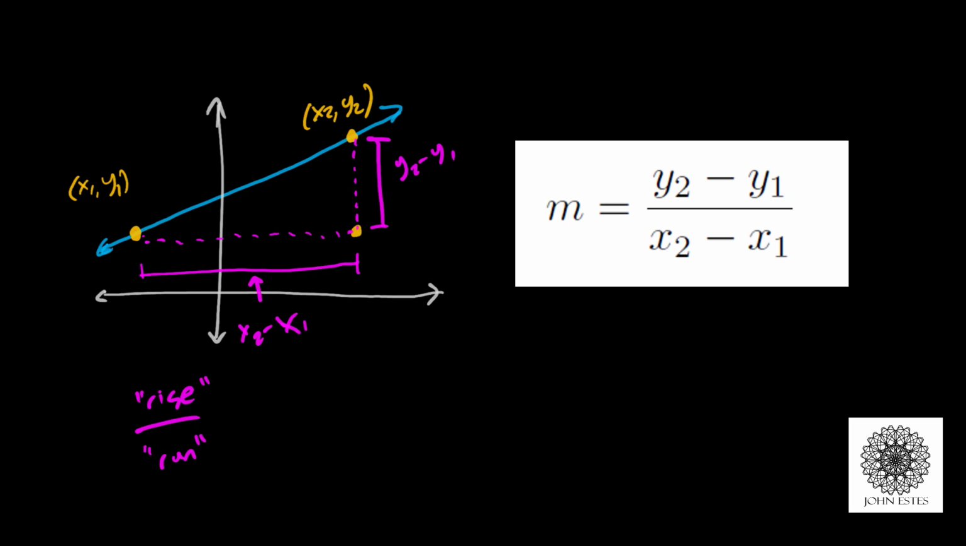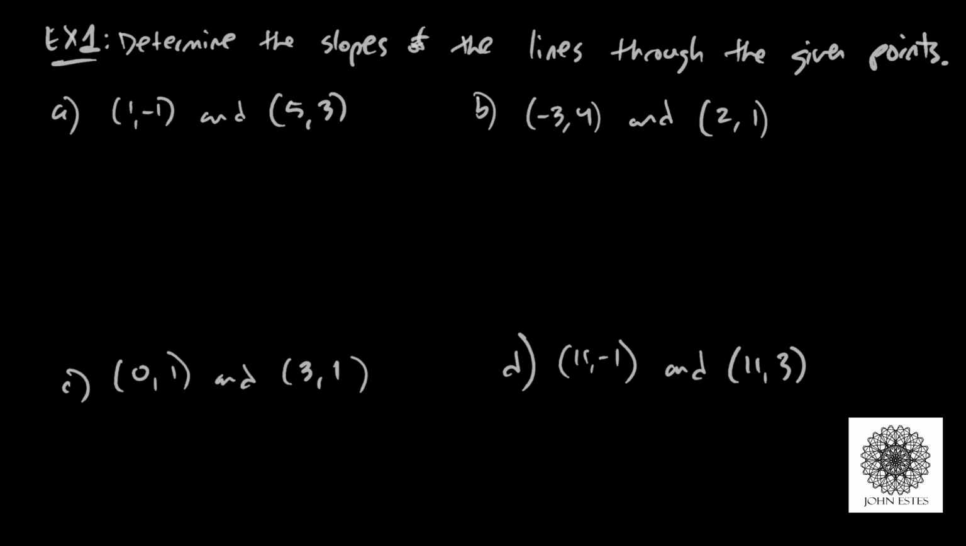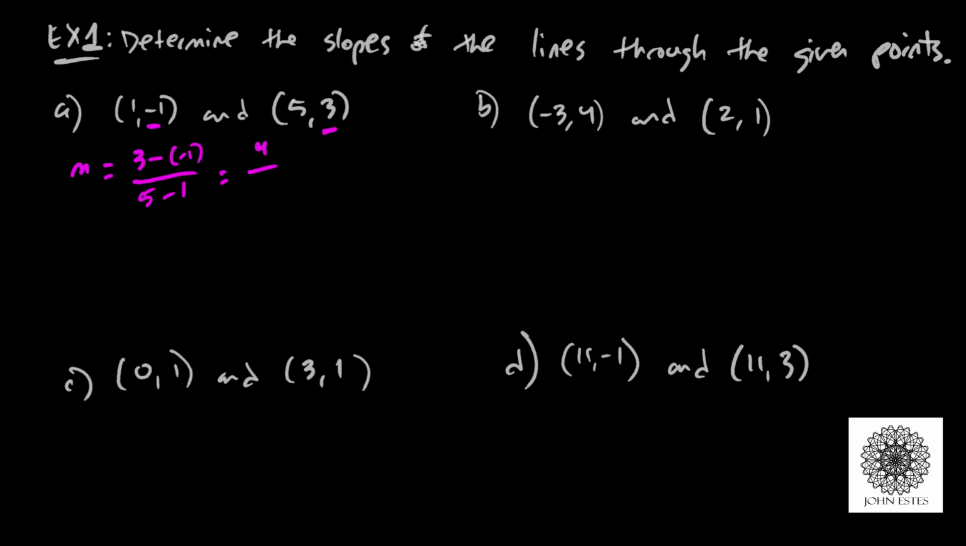Alright, let me show you some examples and we'll continue our discussion. In example 1, I'm going to determine the slopes of the lines through the given points. This is basically just, can I plug this into the slope formula? For part A, I have (1, negative 1) and (5, 3). Here are my y coordinates: 3 minus a negative 1 over 5 minus 1. 3 minus a negative 1 becomes 3 plus 1, that's 4, divided by 5 minus 1, which is 4 as well. So for this first one, I get a slope of 1.